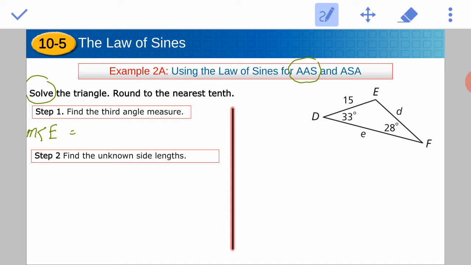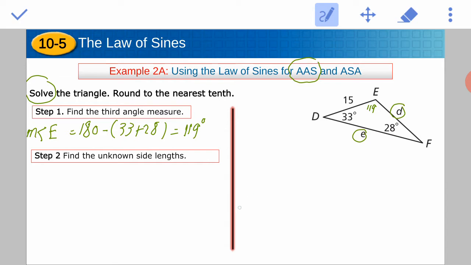Since the sum of the 3 angles is 180, the measure of this angle is 180 minus the sum of 33 plus 28. If you compute that, guys, you will get the measure of angle E. It's going to be 119 degrees, and it's very good to put your information on the diagram. So this angle is going to be 119 degrees. Now, guys, we still have 2 unknowns. We need to figure out the side D and the side E.